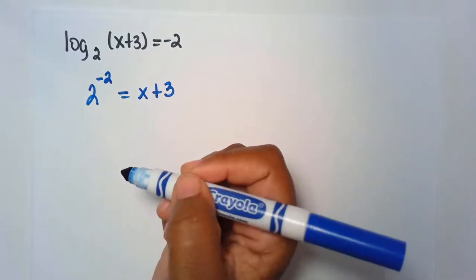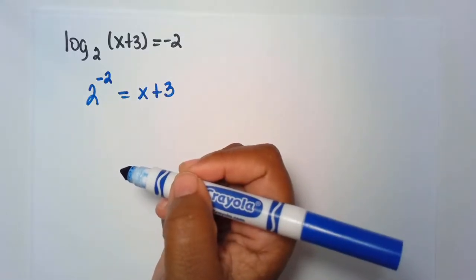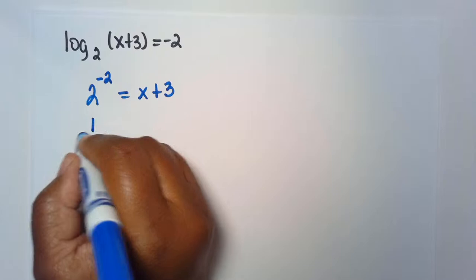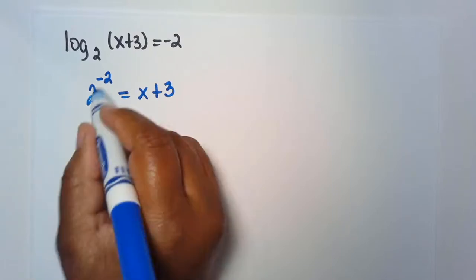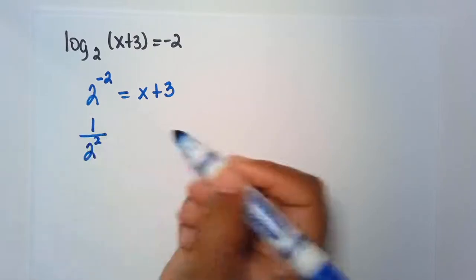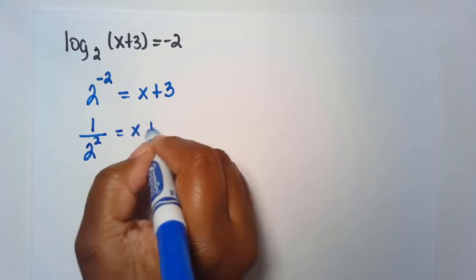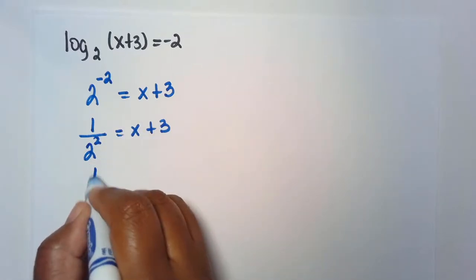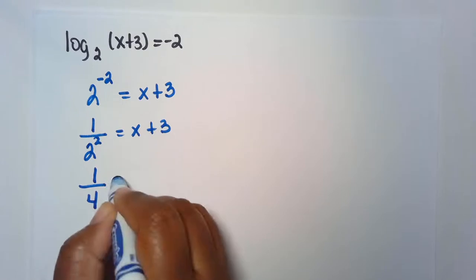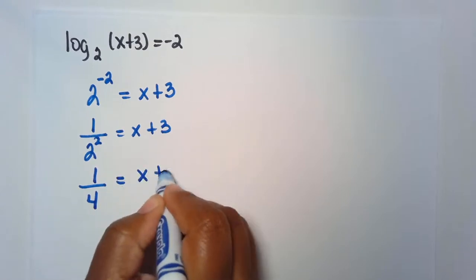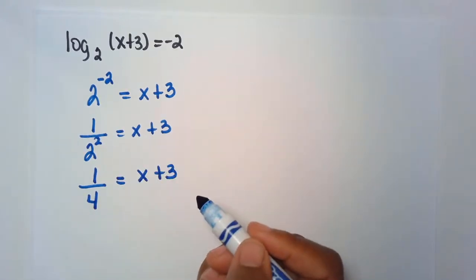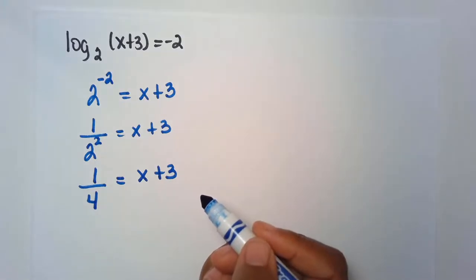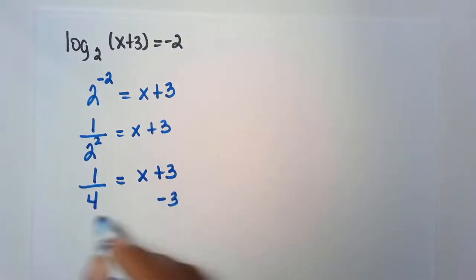2 to the negative 2 power. What must we do? Remember, take its reciprocal. It's not negative 4. We need a positive exponent. So take the reciprocal. The base of 2 stays the same, but this exponent of negative 2 becomes positive. And then we have 1 over 4 is equal to x plus 3. We're going to subtract 3 from both sides.